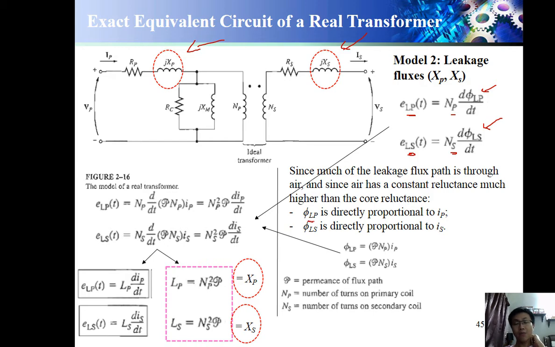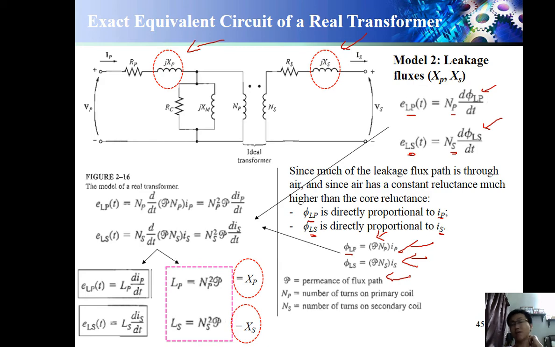the leakage flux due to the primary winding is directly proportional to IP, and the leakage flux due to the secondary is directly proportional to IS. Then we can put in a simple equation: the leakage flux due to the primary equals P, the permeance, times NP times IP. Permeance is the permeance of the flux path. It is a characteristic to describe how good the flux can go through somewhere.